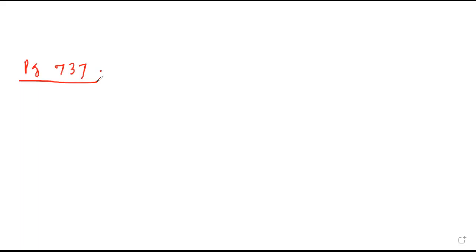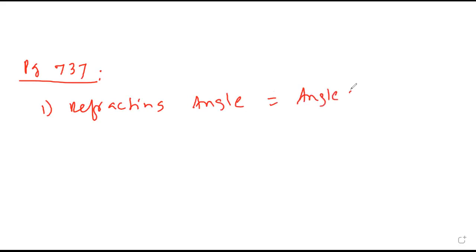So refracting angle means angle of prism, right? Yeah, the refracting angle of prism is the same as the angle of prism, denoted by A. And angle of refraction means R.